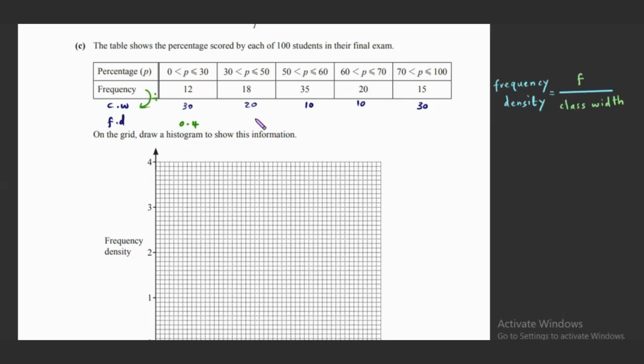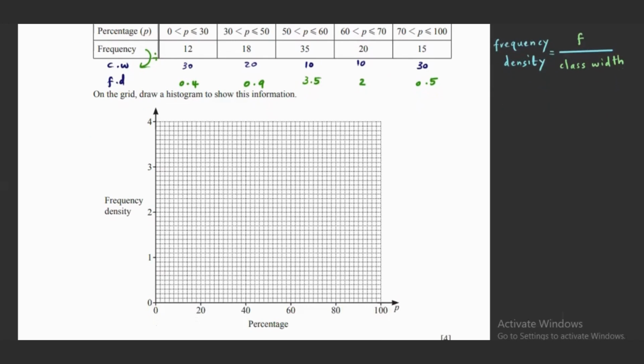18 divided by 20, that is 0.9. 35 divided by 10, which is 3.5. And then we have 20 divided by 10, that is 2.0 or 2. 15 divided by 30, that is 0.5. Now we know the frequency density for each of these groups that are given, which are the class intervals. Now we can draw the histogram.